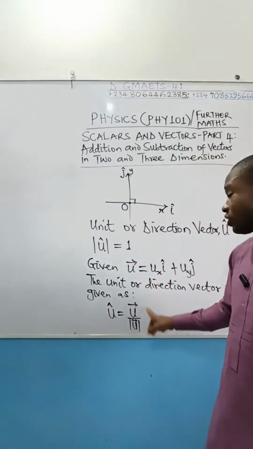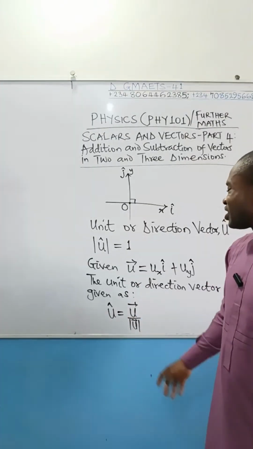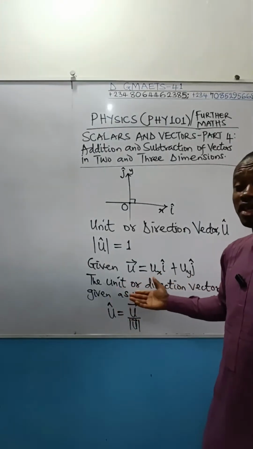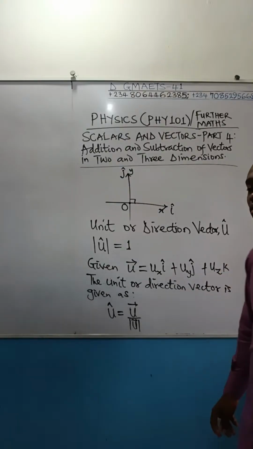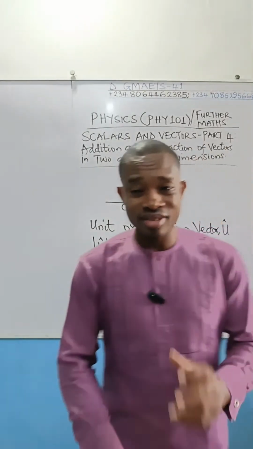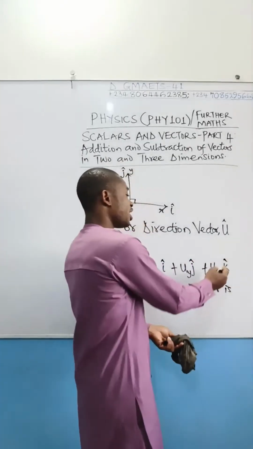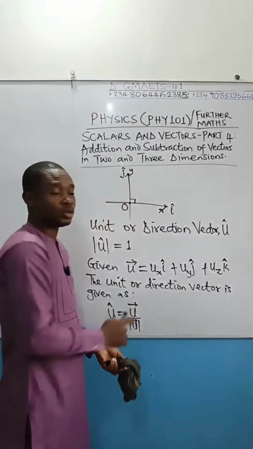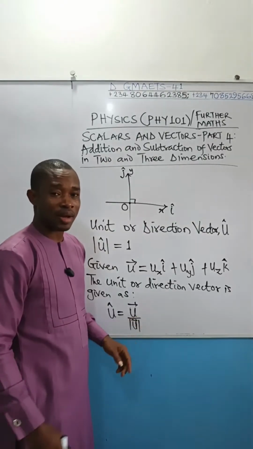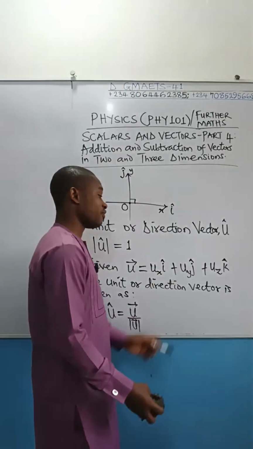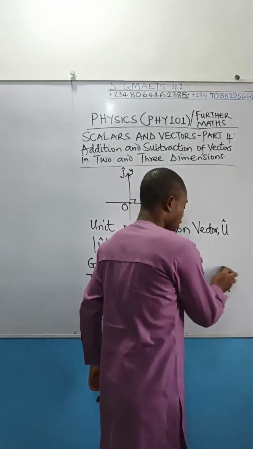This formula you see here is also applicable to three-dimensional vectors. If the vector is in 3 dimensions, all we do is simply add uz k to it. We just add the third component vector of vector u, and the same formula will apply. Are you following? We're going to solve questions on it, even though I decided to show you vectors in 2 dimensions instead.